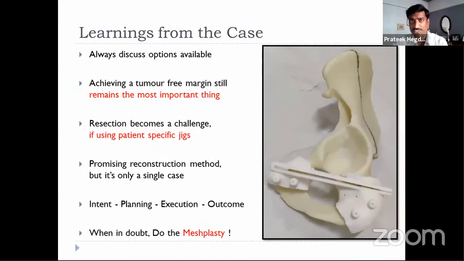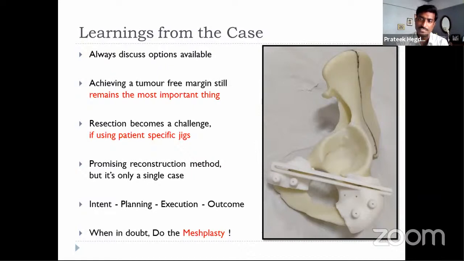So what are the learnings from this case that we have is: discuss the options available with the patient, relatives, the pros and cons of all the options available. Irrespective of what reconstruction you do, achieving a tumor-free margin still remains the most important thing. Resection becomes a challenge if you don't have navigation in this, because you have to use these patient-specific jigs.